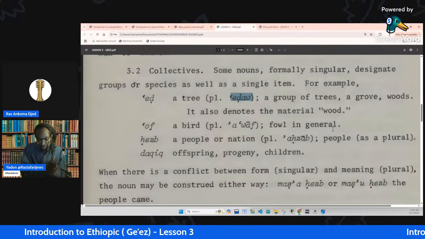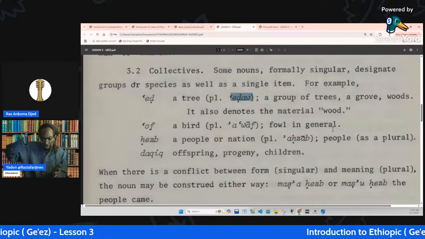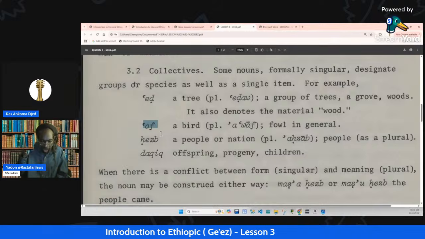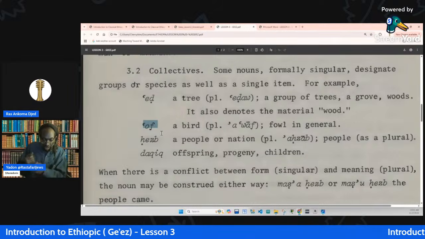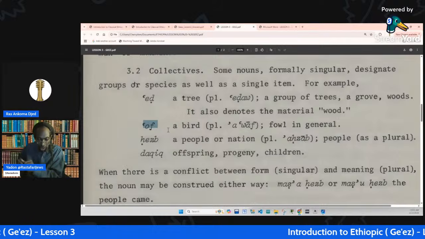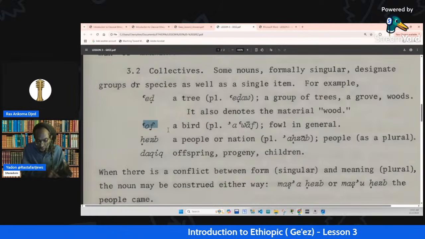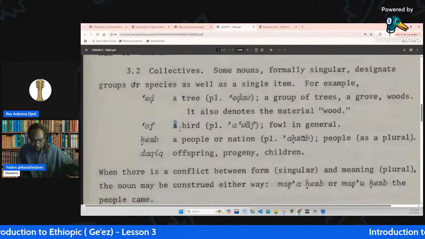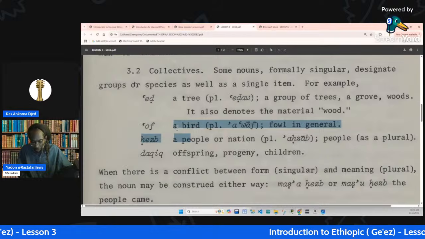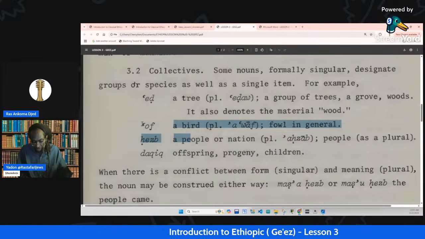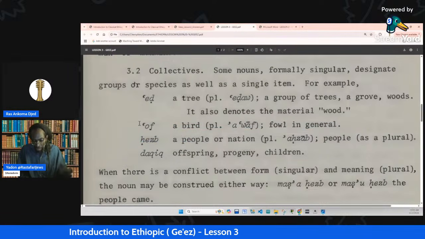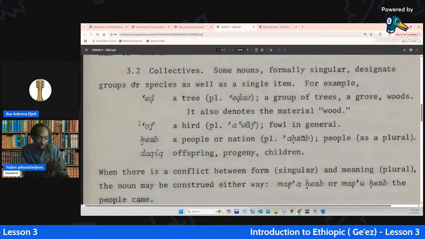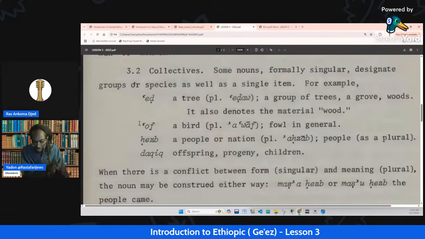The next word here, with the backward apostrophe, the O and the F, means we have another hard sound from the order: U, E, R, A, I, O. So this is the O, off. Off is a bird. The proper plural of this is iwaf. So the word iwaf is like birds.